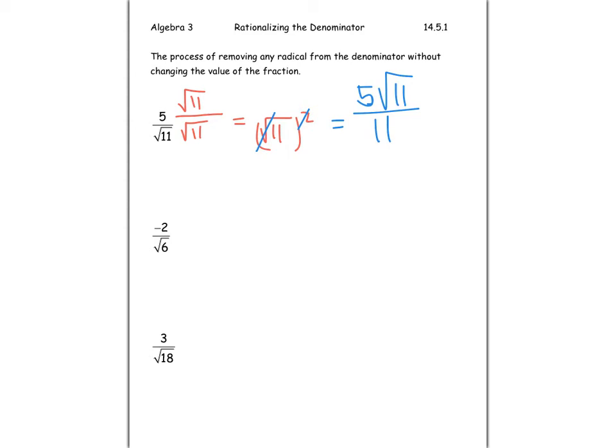So think about what would you have to multiply negative 2 times the square root of 6 by to remove the square root of 6 from the denominator of the fraction?